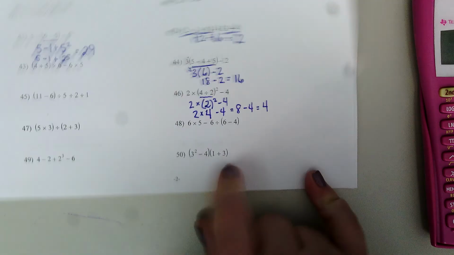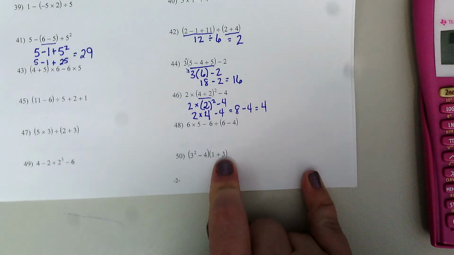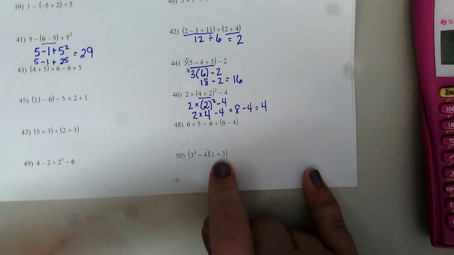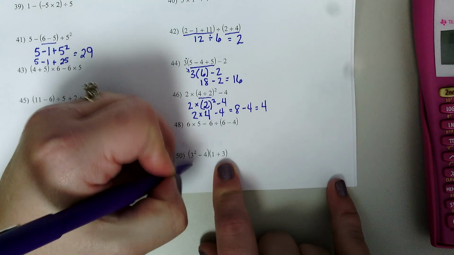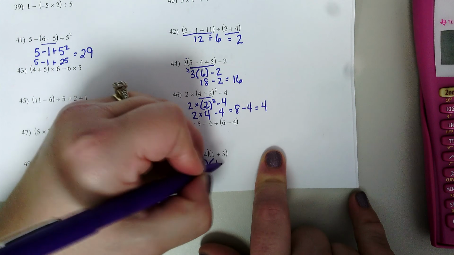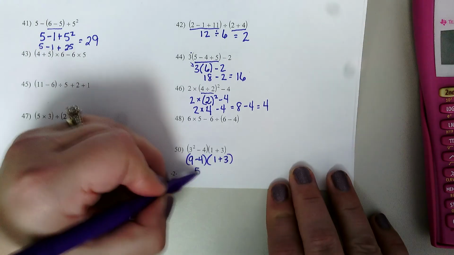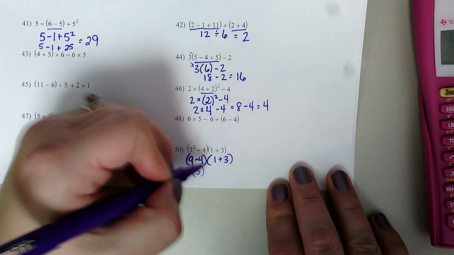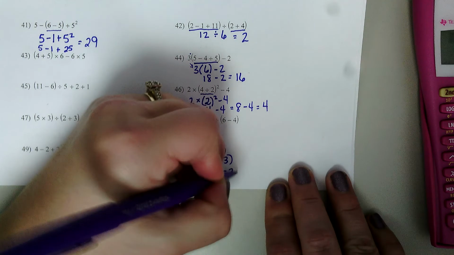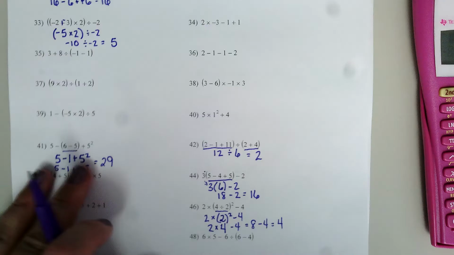Okay. Number 50, you do what's inside this parentheses, you do what's in this parentheses, and then you multiply them together. Okay. This is 3 squared is 9 minus 4. 3 plus 1. So 9 minus 4 is 5. And 3 plus 1 is 4. And then you just multiply them. 20.